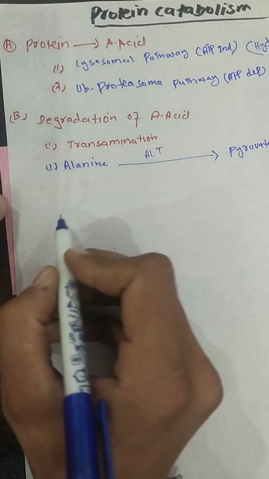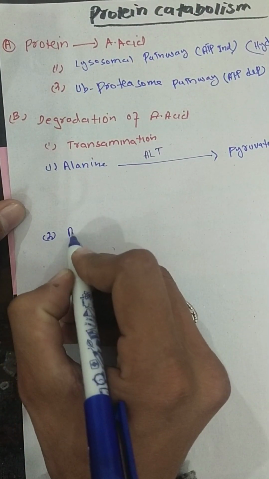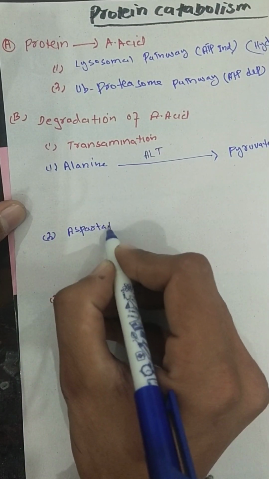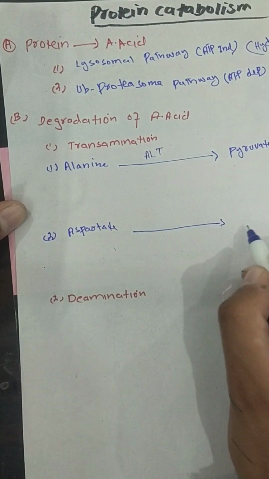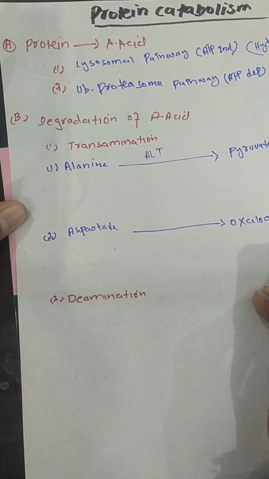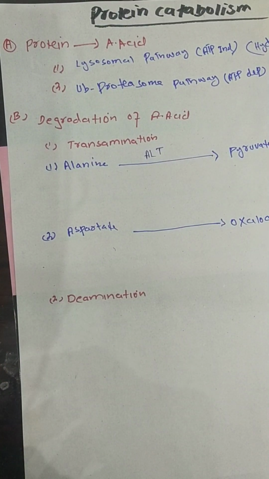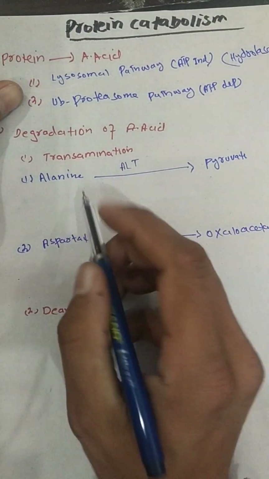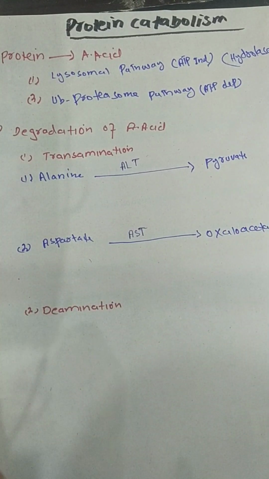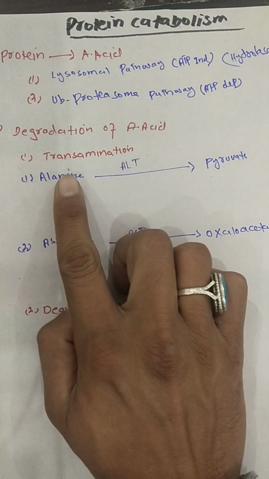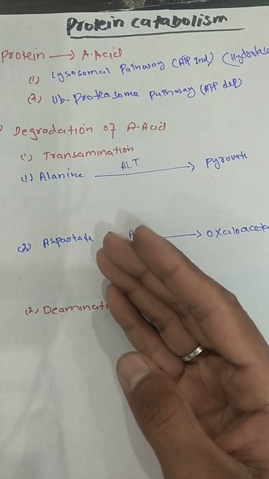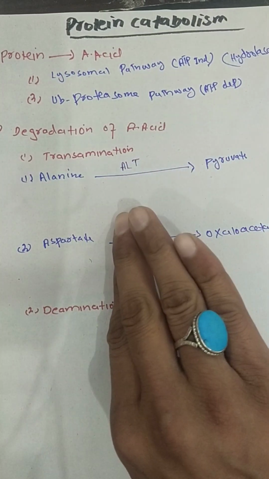Second, we have aspartate, which is an amino acid, like alanine is an amino acid. Aspartate is converted into oxaloacetate. So here the enzyme should be a transaminase again, but instead of alanine transaminase, here it should be aspartate transaminase. But let me tell you one thing: transamination is a process in which an amino acid is converted into a keto acid and a keto acid is converted into an amino acid.